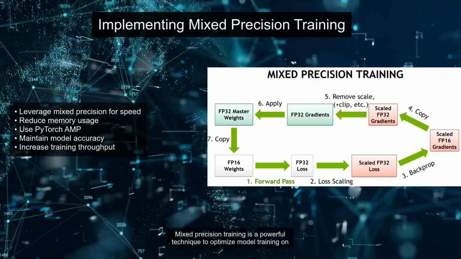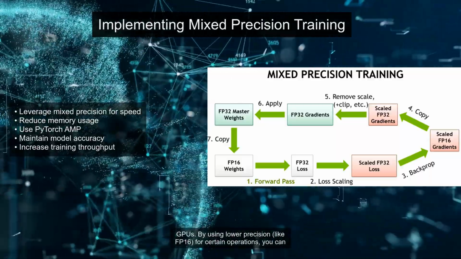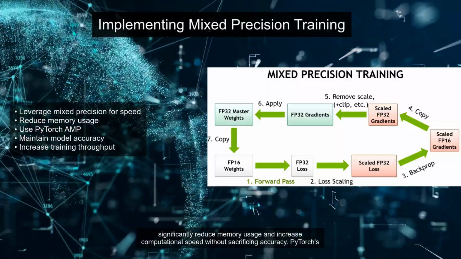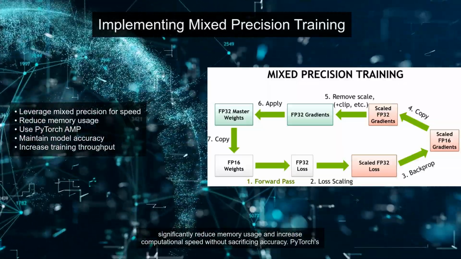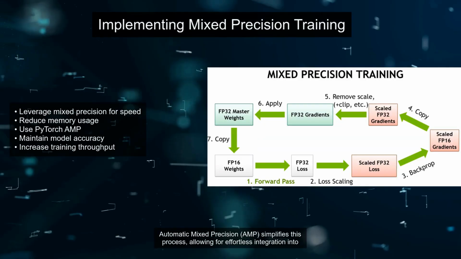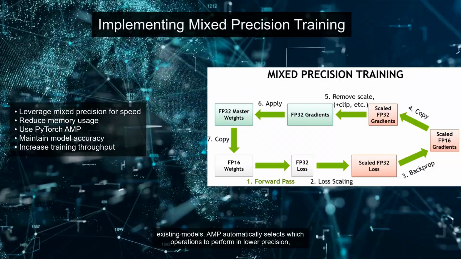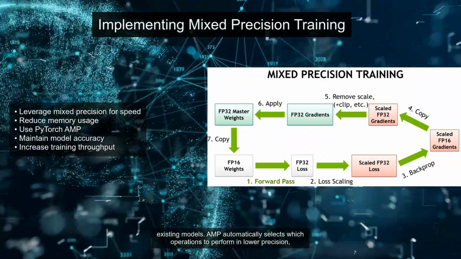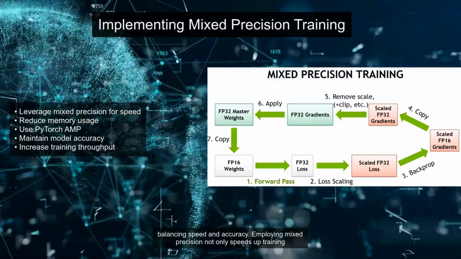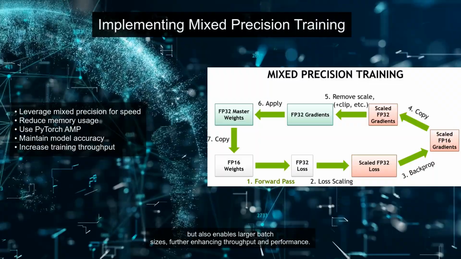Mixed precision training is a powerful technique to optimize model training on GPUs. By using lower precision, like FP16, for certain operations, you can significantly reduce memory usage and increase computational speed without sacrificing accuracy. PyTorch's automatic mixed precision, AMP, simplifies this process, allowing for effortless integration into existing models. AMP automatically selects which operations to perform in lower precision, balancing speed and accuracy. Employing mixed precision not only speeds up training but also enables larger batch sizes, further enhancing throughput and performance.